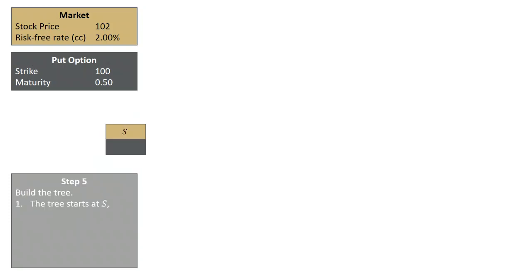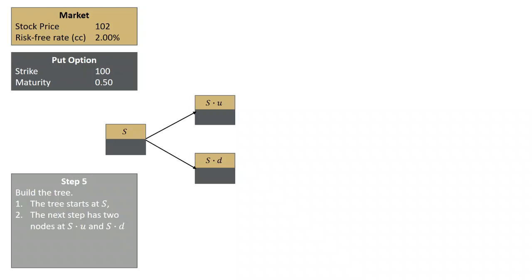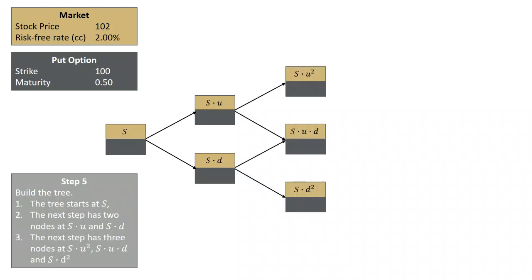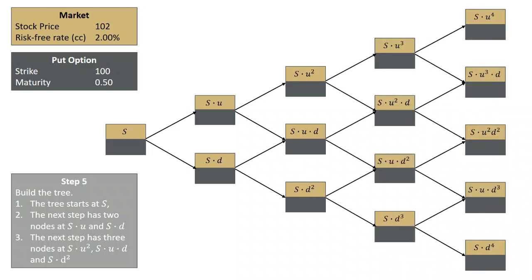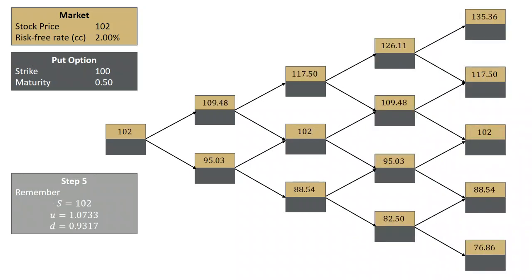The tree starts at S. The next step has 2 nodes, S times U and S times D. The next step has 3 nodes, S times U squared, S times U times D, and S times D squared, and so on. We fill in our tree, remembering that S is 102, U equals 1.0733, D equals 0.9317. So far, we have used exactly the same strategy for valuing a European put option or an American put option.